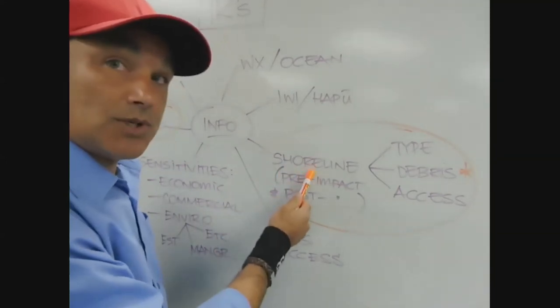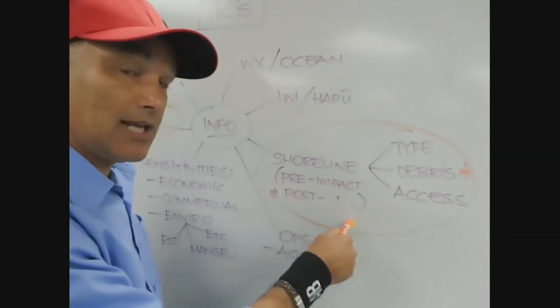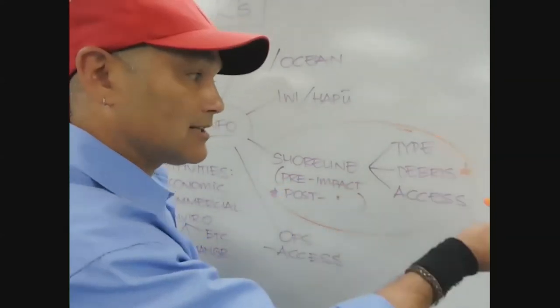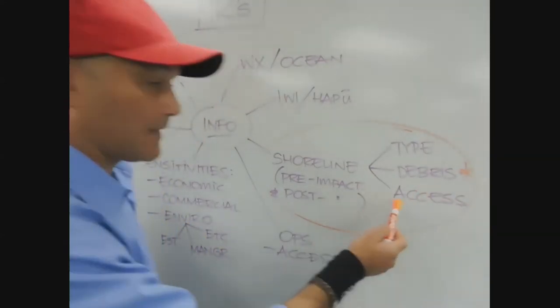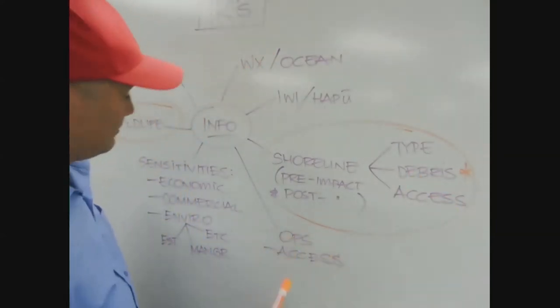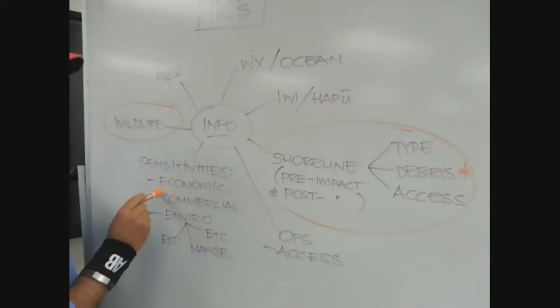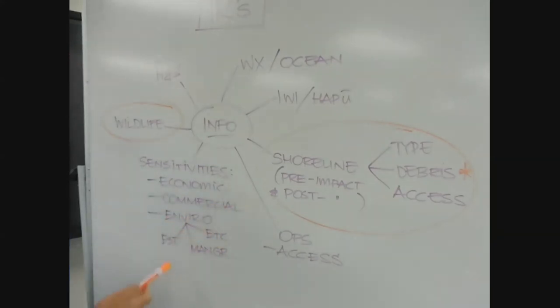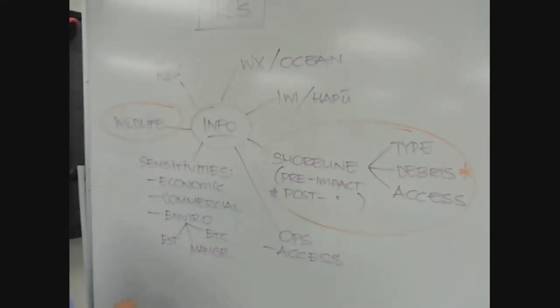We're obviously interested in what's going on with the shoreline, both pre-impact and also after the oil has impacted the area. We want to know the shoreline type, how much debris there is on the shoreline, and whether access is probable or possible or viable or feasible. That's going to feed into our operations aspects. We're really keen to understand what the sensitivities are, and a lot of this we can get from other places, but we need to know the economic, the commercial, the environmental sensitivities, especially things like estuaries and mangroves. And we also want to know what's going on with the wildlife.